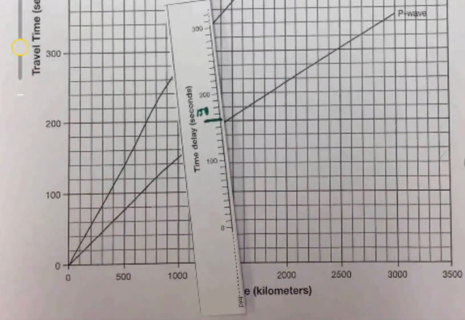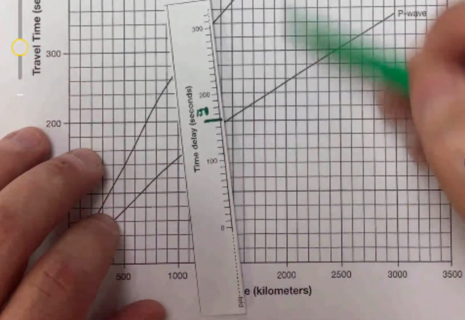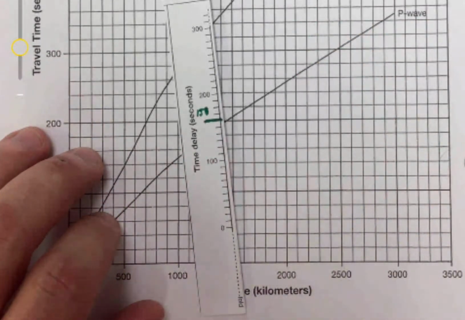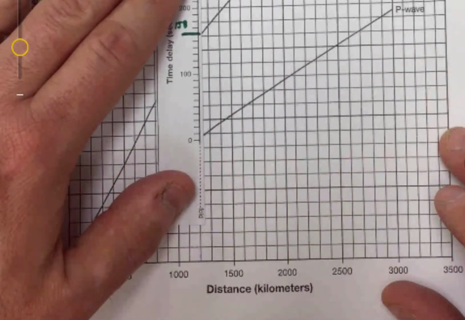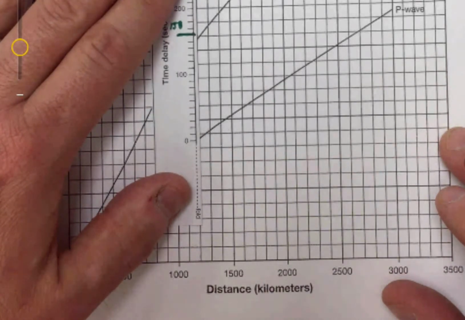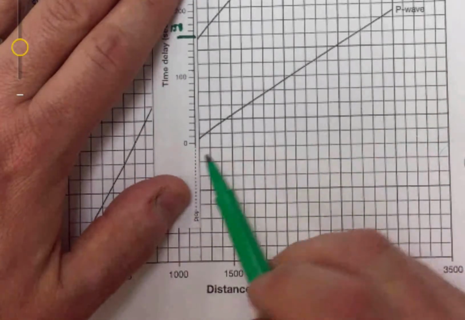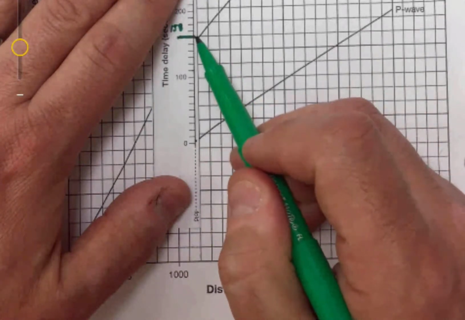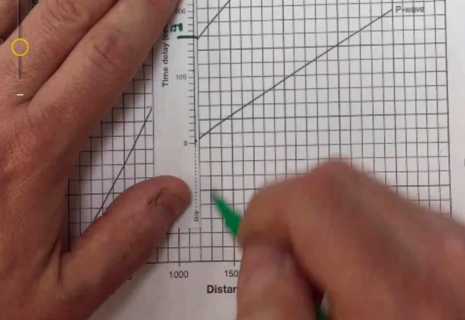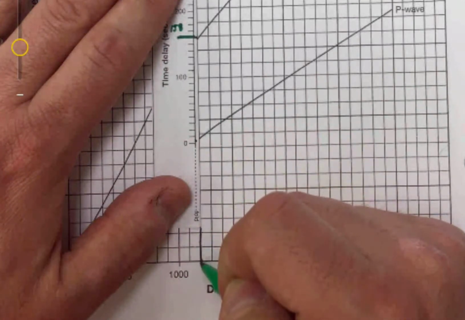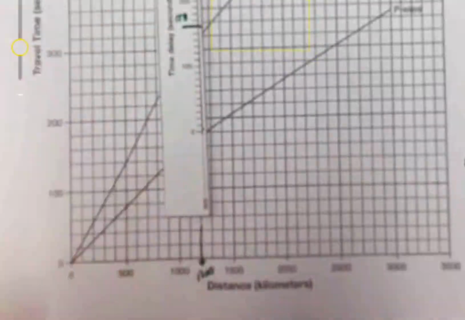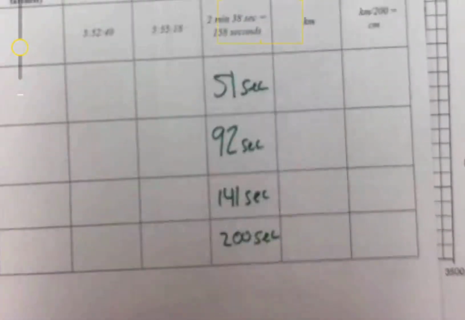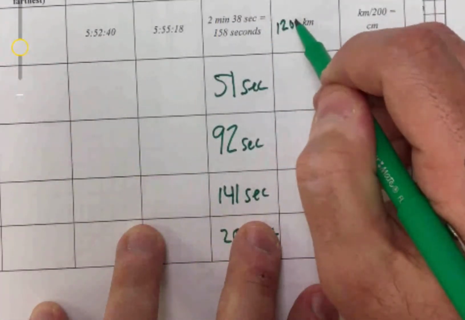And all I simply want to do is find a place where these two lines are separated by 158 seconds. So I'm going to put the 0 right here on the P wave line, and I'm just going to move this until it matches. And here I am, there's the 0, and it's right on the P wave line. There's the 158, and it's right on the S wave line. And I'm going to bring it down right here to the bottom, and notice that that's at 1,200 kilometers. Each one of these boxes is 100. So that's 1,200 kilometers. That means the distance for New York is 1,200 kilometers.